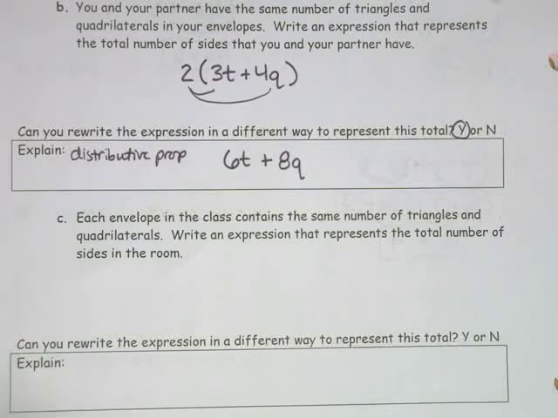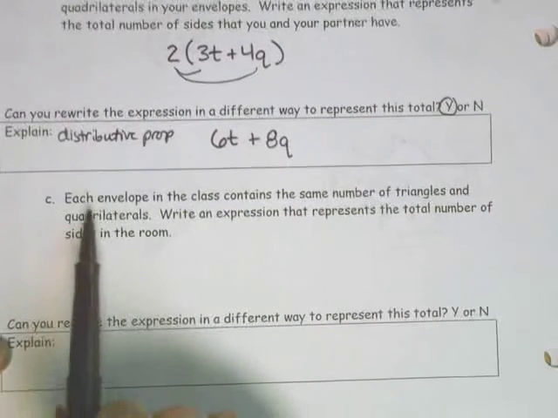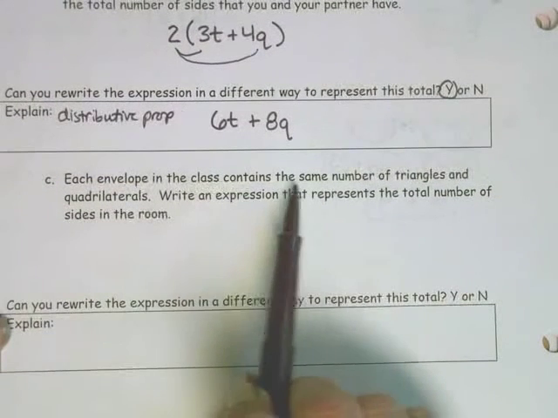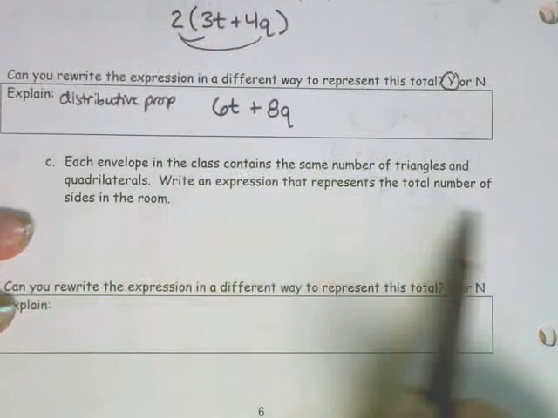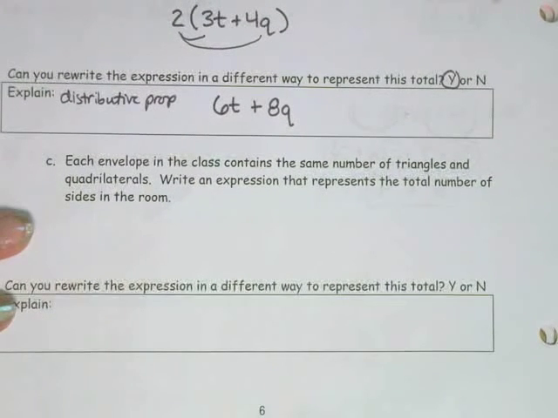All right, so let's make this bigger. Let's say everybody in the class has an envelope. Each envelope in the class contains the same number of triangles and quadrilaterals. Can we write an expression that represents all of the total sides in the room? This is going to be a lot.